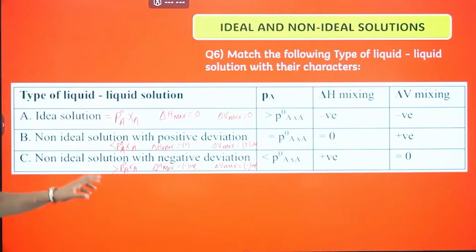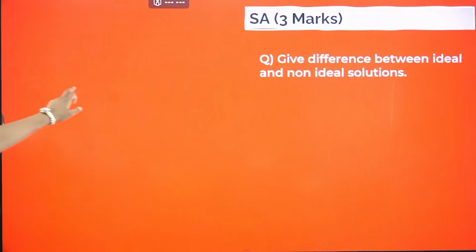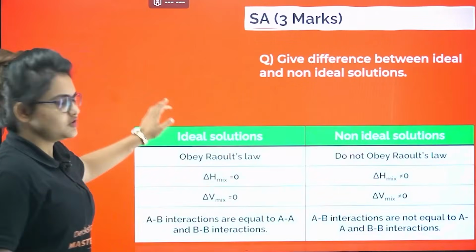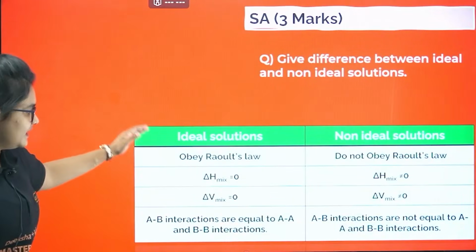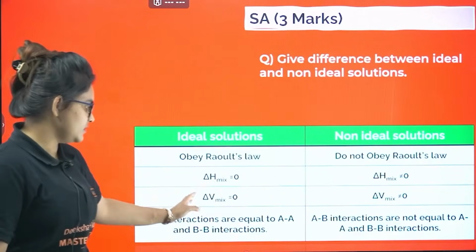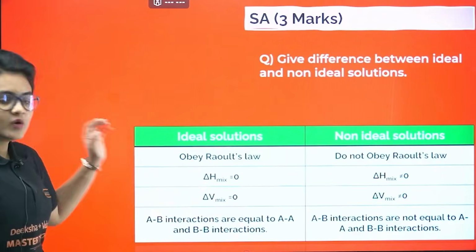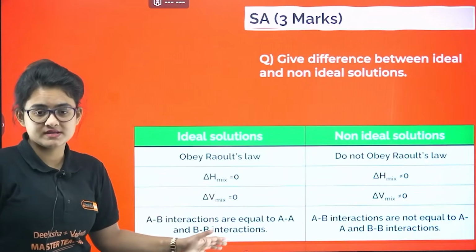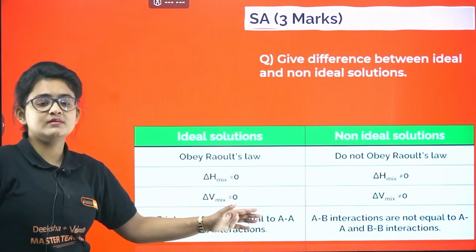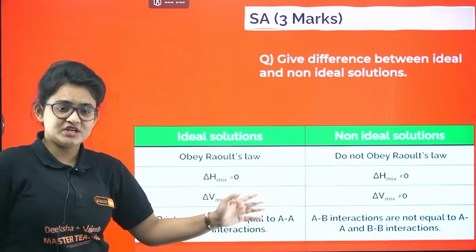Okay, I guess it's clear. Let's proceed further. Give the difference between ideal and non-ideal solution. I guess you can do it. It obeys Raoult's law. It doesn't obey Raoult's law. Delta H, delta V, you can mention V mix. You can mention about interaction. You can mention for ideal solution the interactions are the same even after mixing. But in non-ideal solution the interaction after mixing changes.